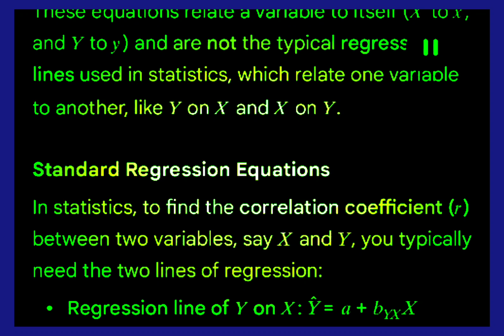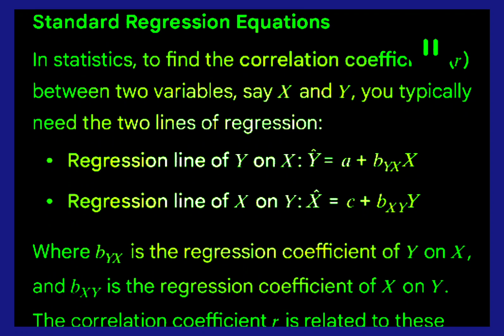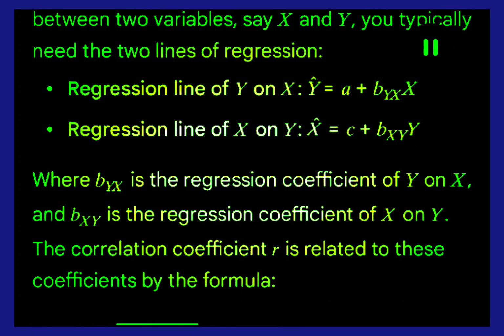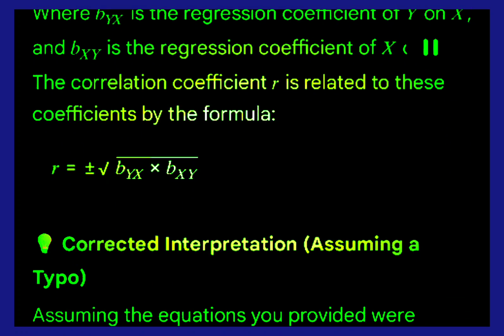Standard regression equations. In statistics, to find the correlation coefficient r between two variables, say x and y, you typically need the two lines of regression. Regression line of y on x: y-hat equals a plus b_yx times x. Regression line of x on y: x-hat equals c plus b_xy times y. Where b_yx is the regression coefficient of y on x, and b_xy is the regression coefficient of x on y. The correlation coefficient r is related to these coefficients by the formula.